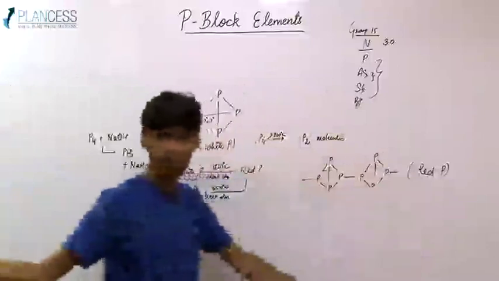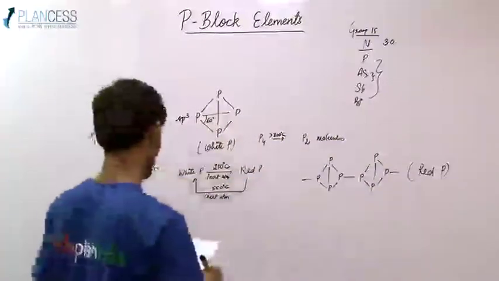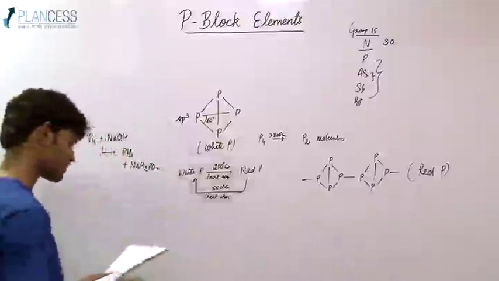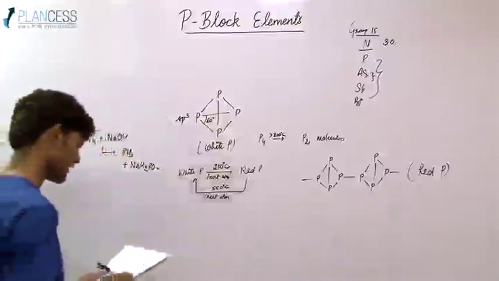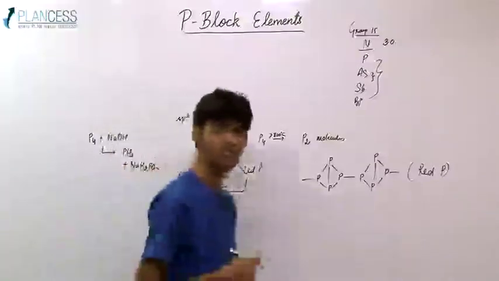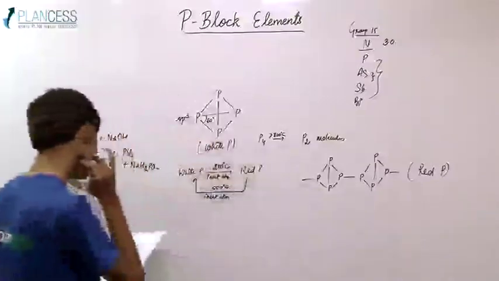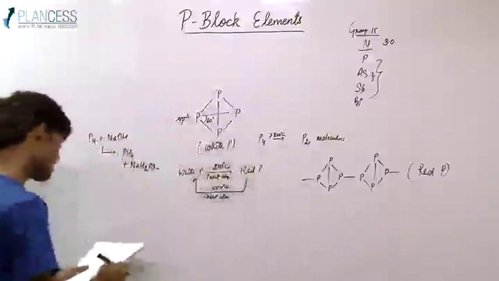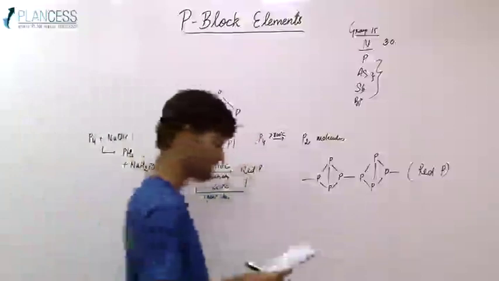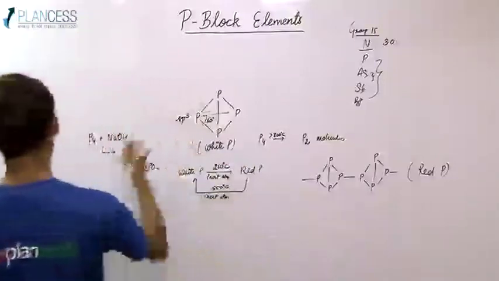There is one more allotrope of phosphorus, which is black phosphorus. Black phosphorus is very stable. It has two forms, alpha black phosphorus and beta black phosphorus. Alpha black phosphorus is formed when red phosphorus is heated in a sealed tube at 803 degrees Kelvin. Beta black phosphorus is a good conductor of electricity, whereas alpha black phosphorus is a non-conductor.